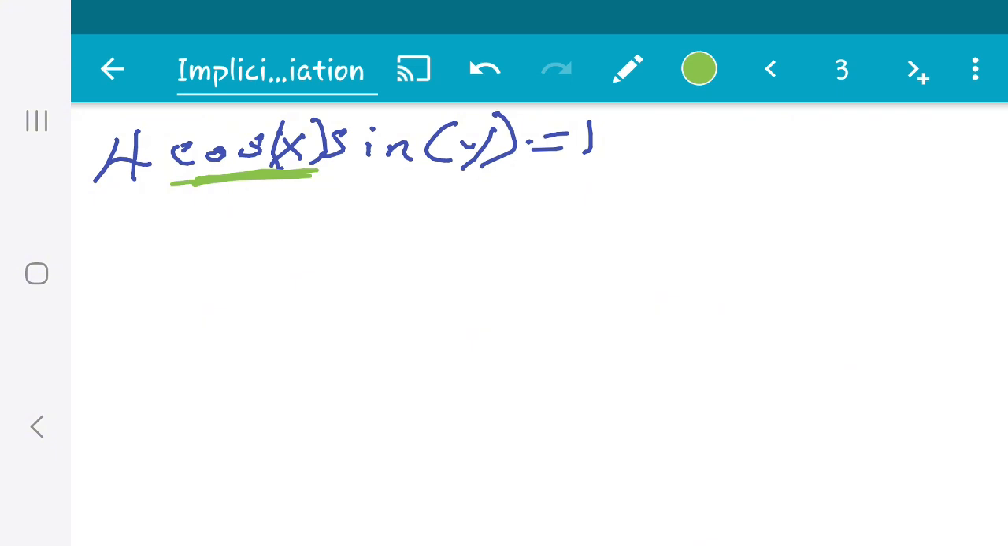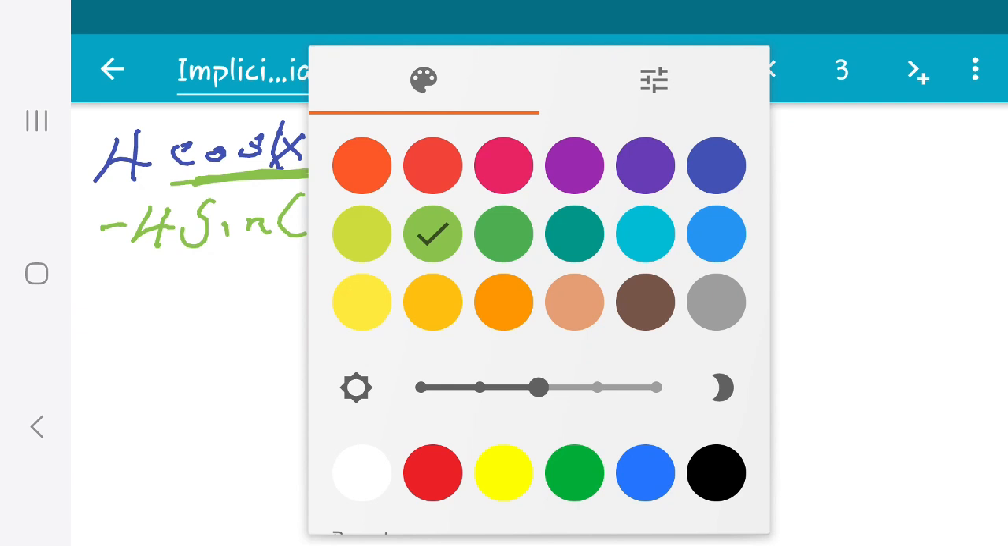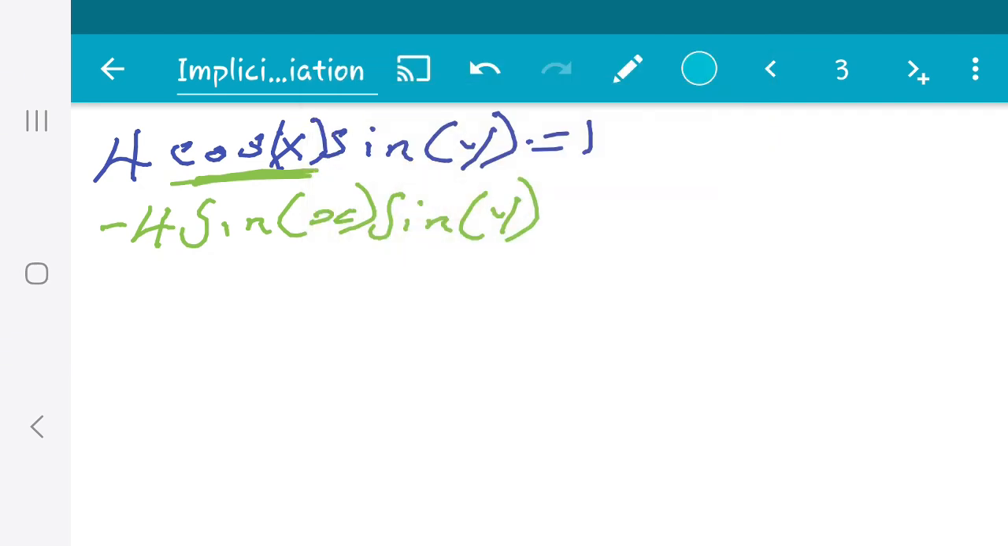So we'll have negative 4 sine of x, and then the constant, which is sine of y. Yeah? And now we're deriving with respect to x, this side. Okay, so we have to add, and when we derive this one, sine of y with respect to x, 4 cos x becomes a constant.